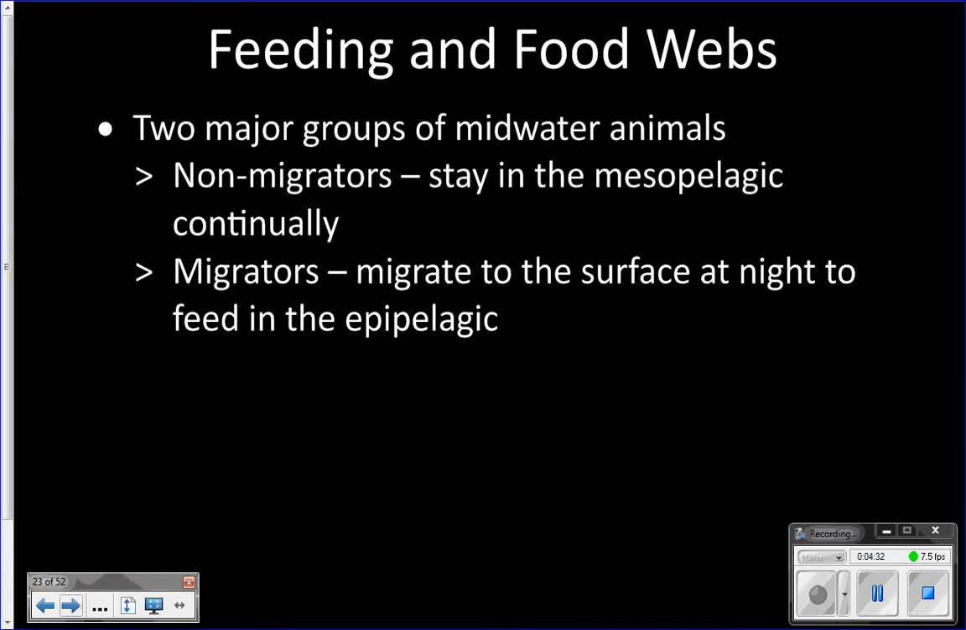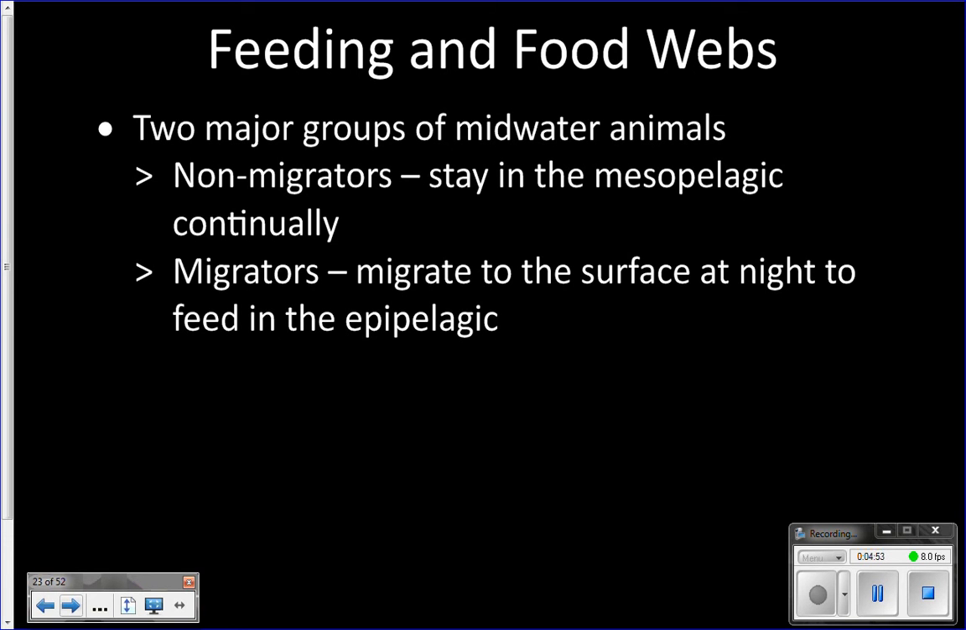We have two major types of animals. You're going to have migrating animals and non-migrating animals. Migrating animals are going to be what we talked about last cycle briefly. Those are the animals that are going to hide down here during the day and then migrate up to the surface at night to feed.